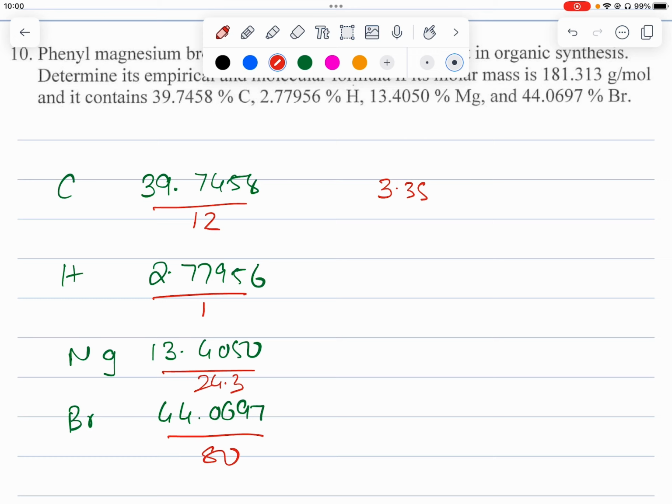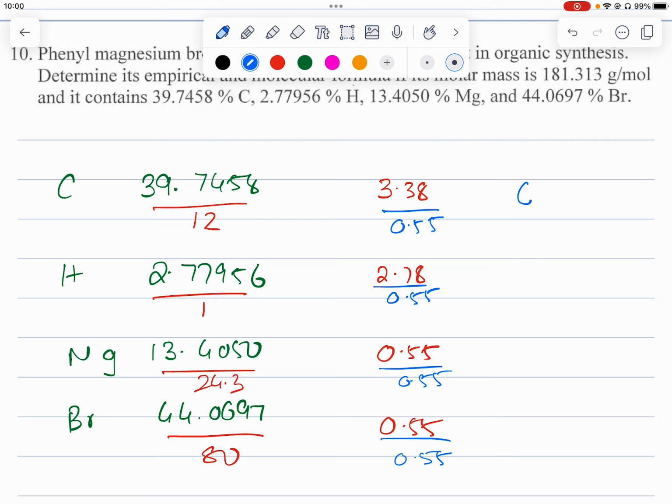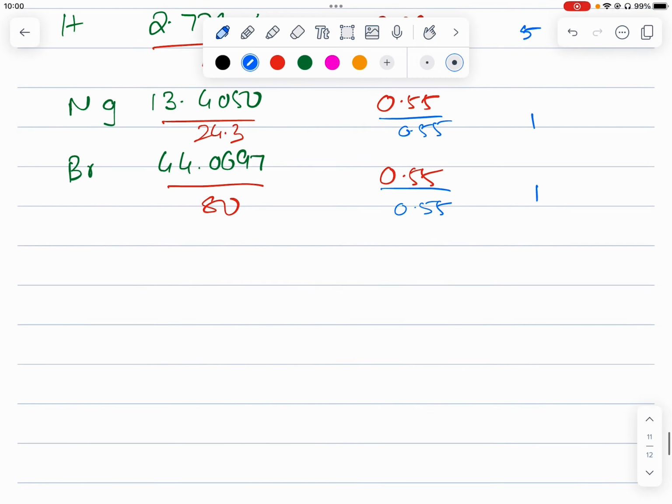I get 3.38, 2.78, 0.55, 0.55. Which is the smallest one? 0.55. So divide with 0.55, the smallest one, which gives me 6, 5, 1, 1. So what is the empirical formula? The empirical formula is C6H5MgBr.